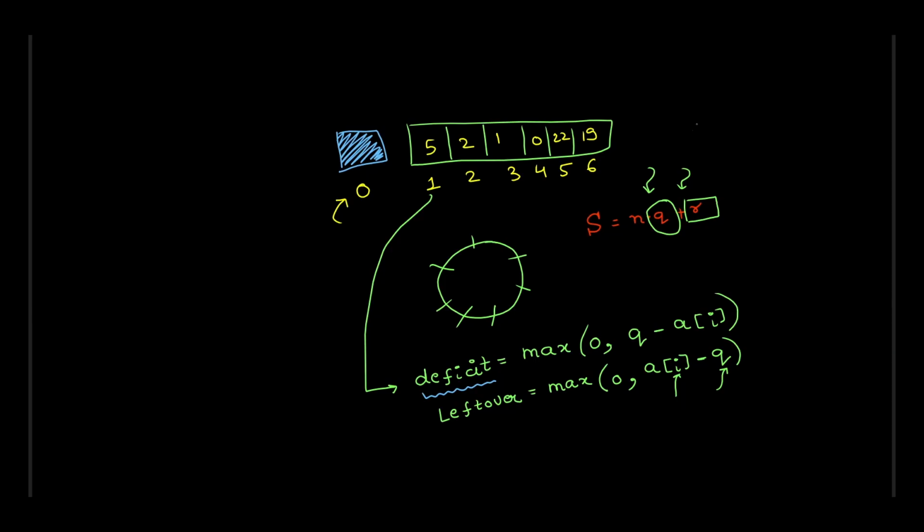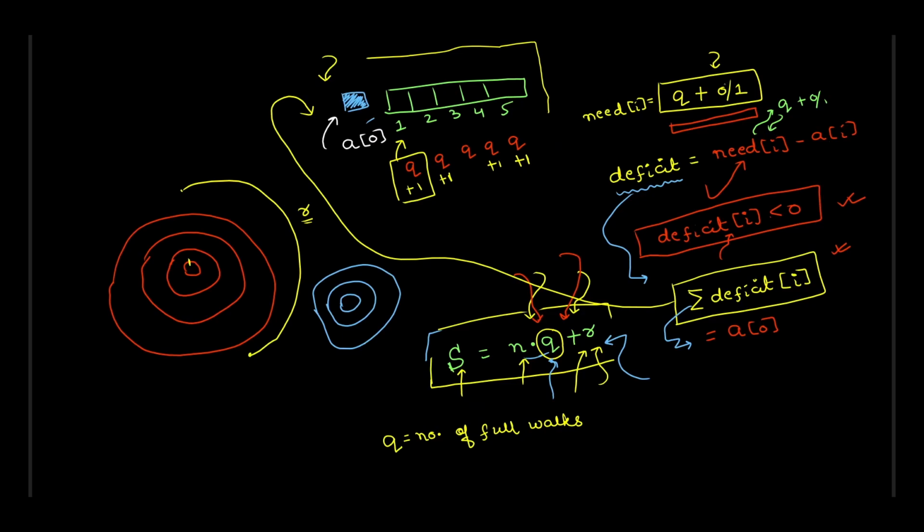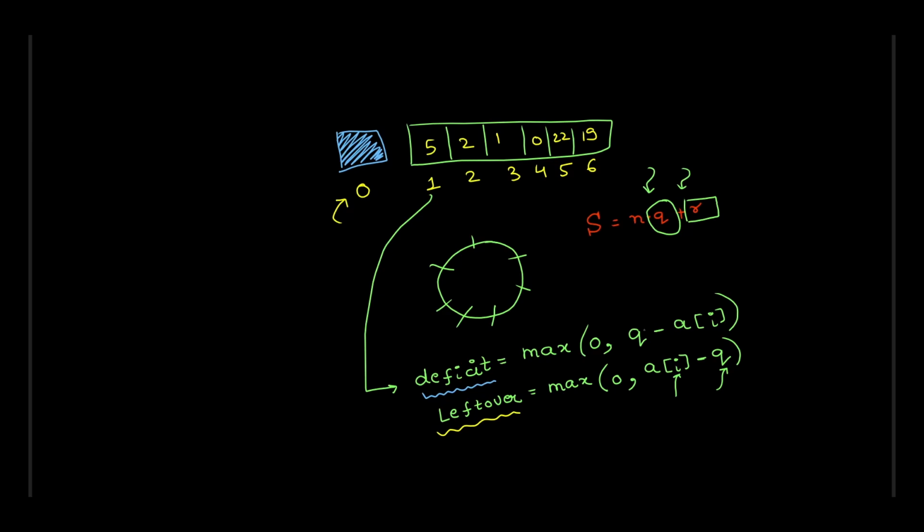This means that, what can you comment about this leftover? We saw that this leftover balls should either be 0 or 1. It cannot have more than one extra ball after participating in Q rounds. So this condition should definitely be satisfied for any answer to exist. That is, leftover of i should be less than or equal to 1. It cannot be greater than 1, because if it is greater than 1, it means that this box has so many balls that it would take more than Q plus 1 rounds to clear out all the balls. Okay, so this is about the leftover.